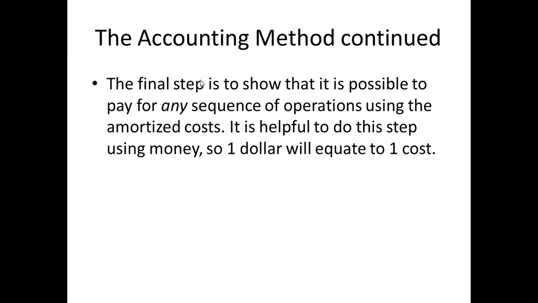So the final step is to show that it is possible to pay for any sequence of operations using the amortized cost. We are using the amortized cost. It is helpful to do this step using money. So $1 will equate to 1 cost. We are saying a push operation costs 1, that means $1. A pop operation costs 1, that is $1. Like this, we are assuming that a cost of 1 means $1.